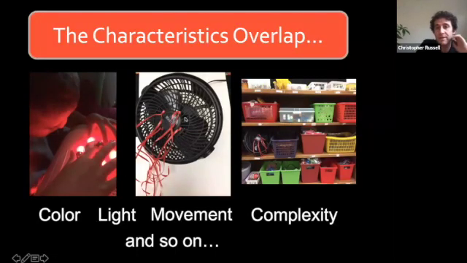Okay, and what you've seen there is that the characteristics overlap. You cannot separate them out and think about them individually. You have to think about how all of them intersect and relate to the whole child.